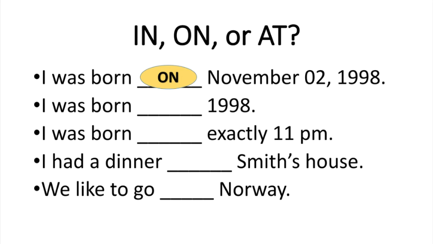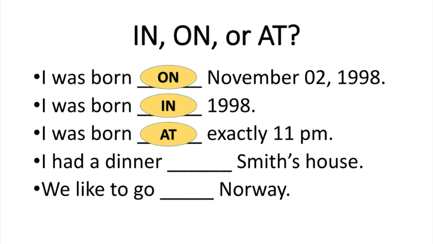Next, I was born blank 1998. So we are going to use the preposition in because 1998 is a year. I was born blank exactly 11 p.m. So we are going to use the preposition at because we are referring to a time which is 11 p.m.